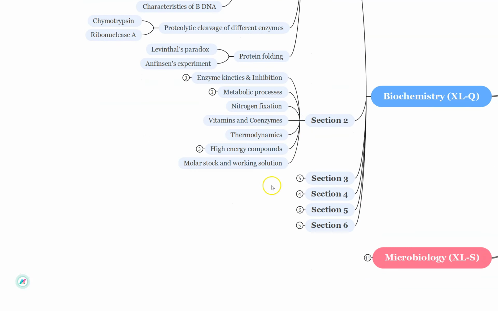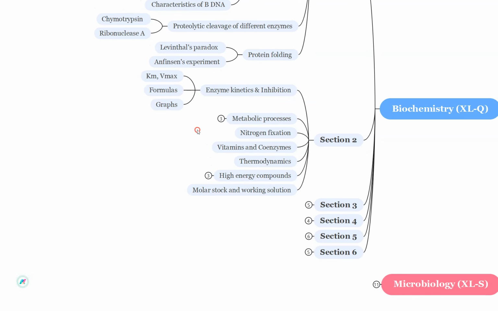Section 2 covers enzymology. Enzyme kinetics and inhibition is what is most important. Obviously, you can expect numerical type questions from here, and inhibition is also a must do. You can expect both numerical and graph based questions from here. And while covering the kinetics, cover the MM equation, LB plot, terms Km, Vmax, formulas and graphs.